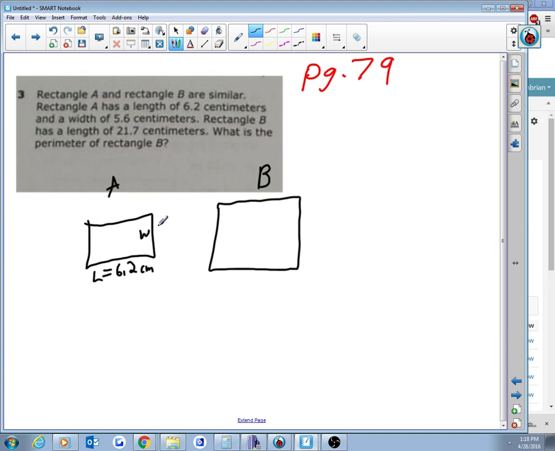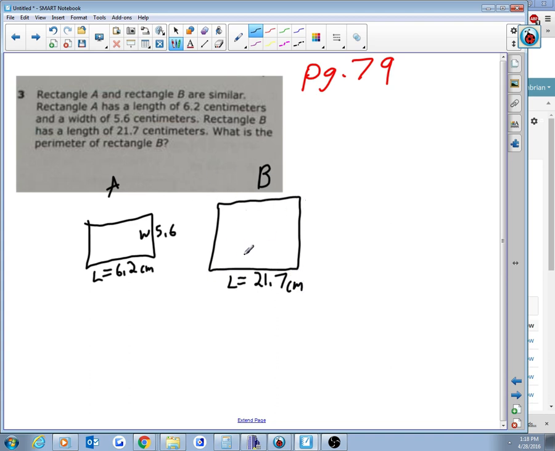That's going to be 5.6 centimeters. And then rectangle B has a length of 21.7. So my length is on the bottom, so I'm going to keep it on the bottom. 21.7 centimeters. And I'm looking for the perimeter of B. That's going to be all the way around B.